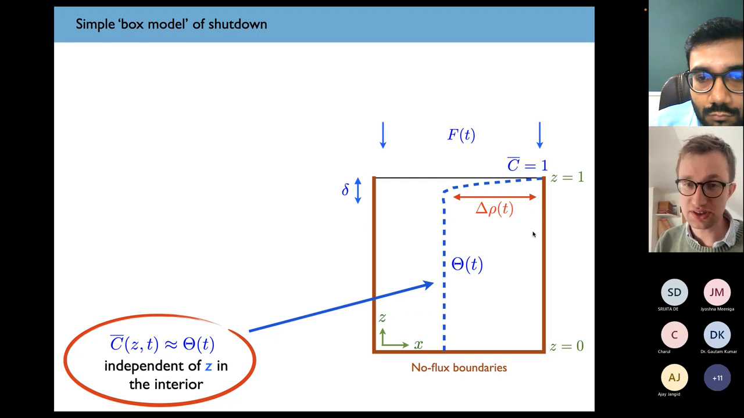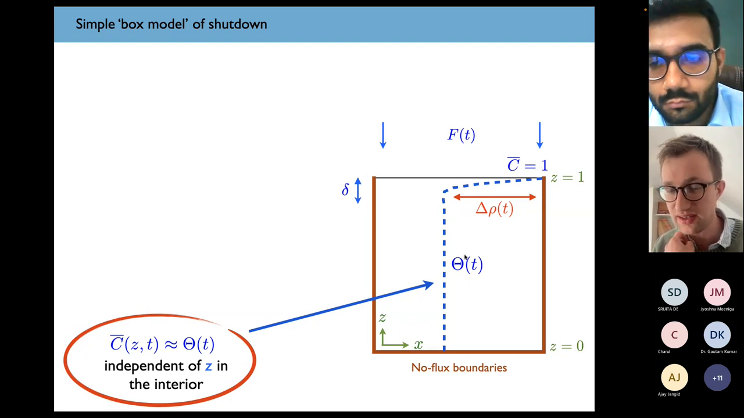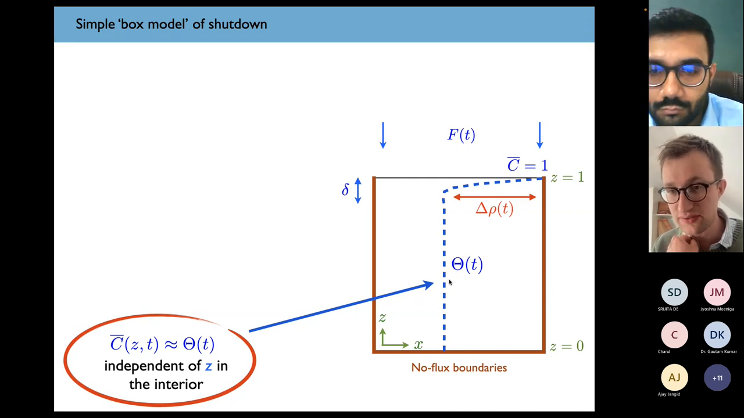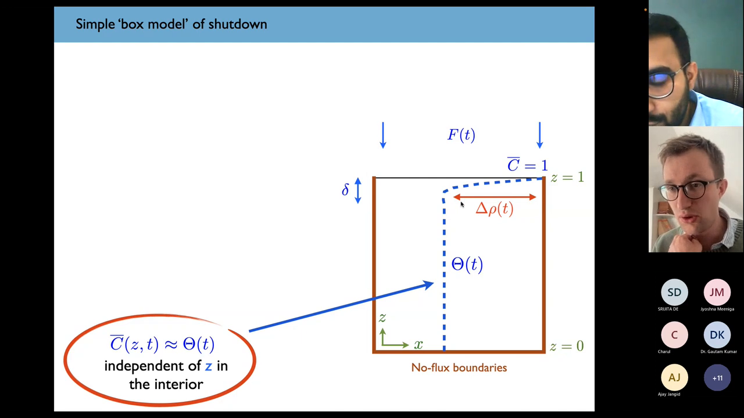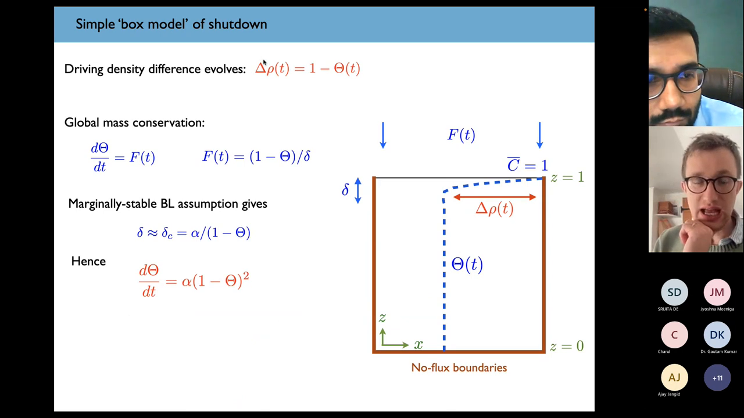If you're trying to model a situation as I've sketched here, so this is just the same setup, the key thing you might care about is the concentration is one on the top, and let's say it's some value theta in the interior, which is a function of t, and you want to know how theta evolves. So at any point there is a driving density difference, delta rho, as shown here, between the c bar is one and the c bar is theta in the middle, which is going to get less over time. So that driving density difference is evolving.